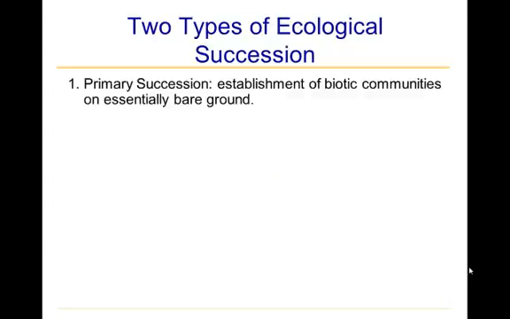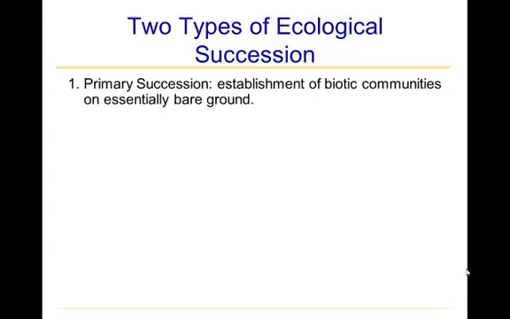Primary succession is the establishment of biotic communities on essentially bare ground where there may not even be soil. It may be going from bare rock. Think of new volcanic islands such as the Hawaiian Islands or the Galapagos Islands. This is primary succession. You have lava, it breaks down. You have a pioneer community come in, maybe mosses, lichens, something like that, very primitive photosynthesizing organisms, and they actually change the rock into soil.